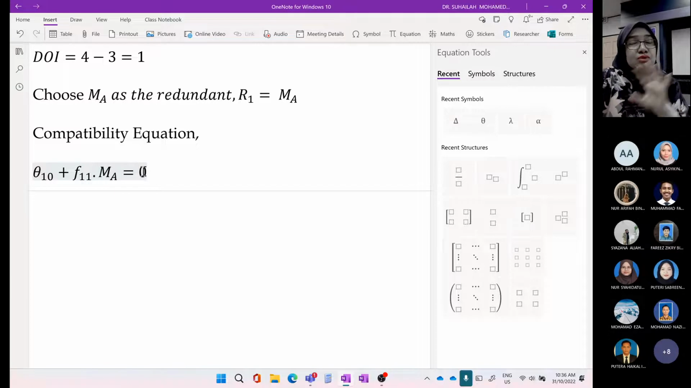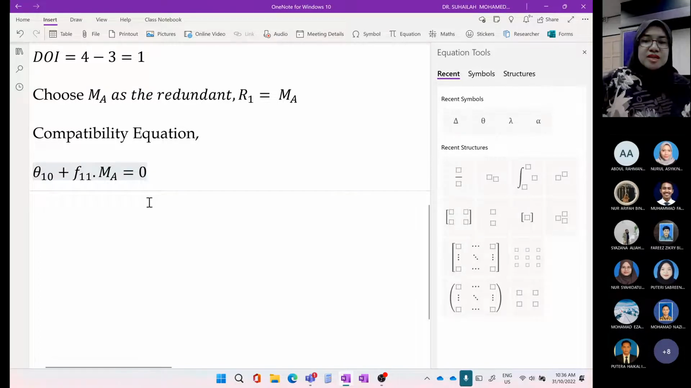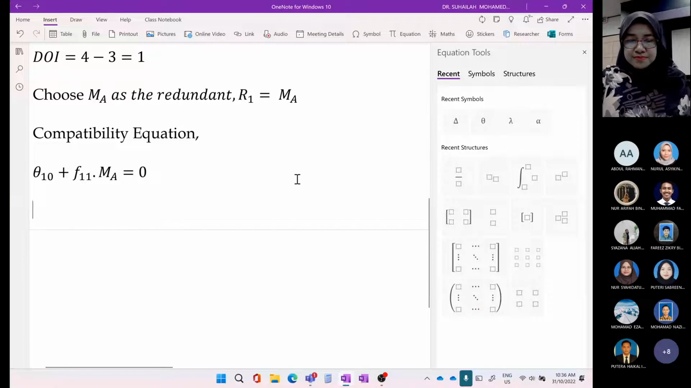Okay, if there is an effect of support settlement or support displacement, that will change the value 0 in the actual structure to a value. If there is support settlement given in the question. If not given in the question, it will always equal to 0 because at fixed support theta is equal to 0. Okay, so this is the compatibility equation.